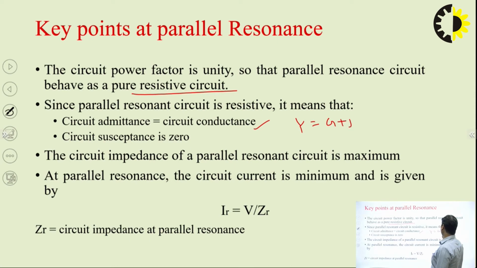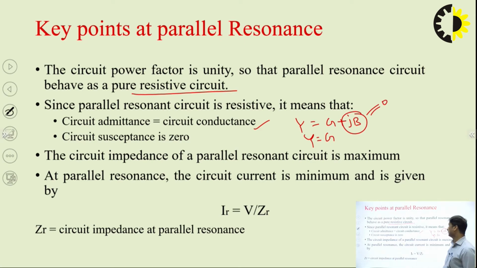conductance plus susceptance. It is a real part, it is an imaginary part. So circuit admittance is equal to circuit conductance only, because the imaginary part will be equal to 0 here, because it is real. So it is equal to circuit conductance. Here the susceptance is 0, that is B is 0. So only Y must be equal to G.